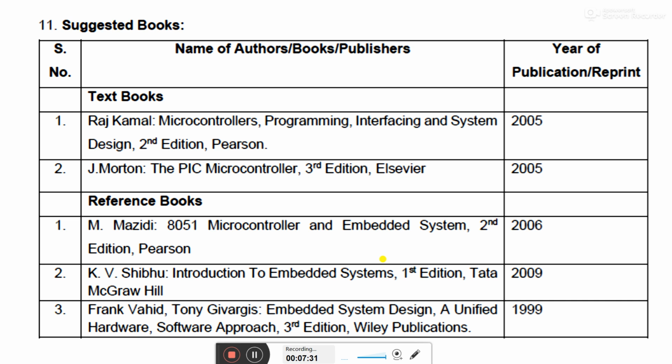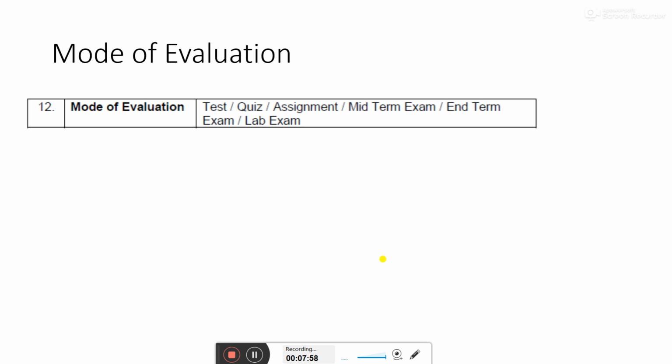Next is K V Sidhu, Introduction to Embedded System, first edition, with Tata McGraw Hill, and Frank Vahid and Tony Givargis, Embedded System Design. It is also a very good book for understanding microcontrollers, embedded systems, and the basic design of embedded systems and advanced embedded systems.